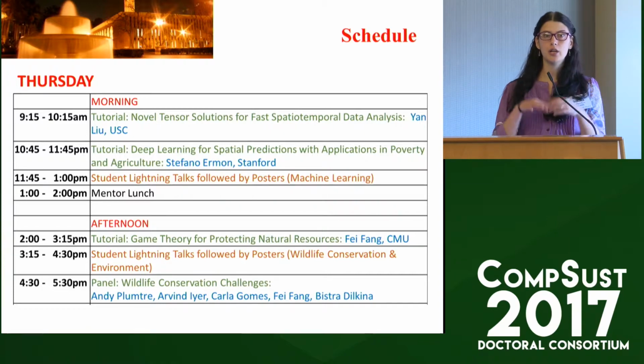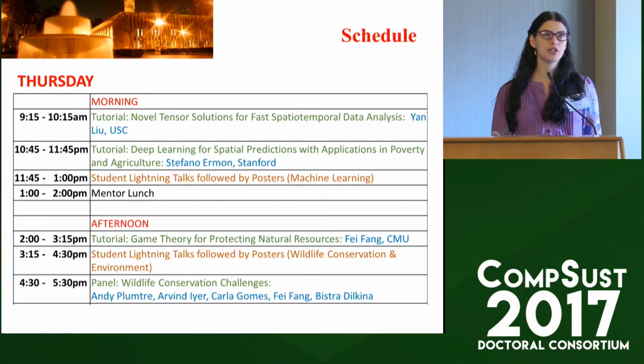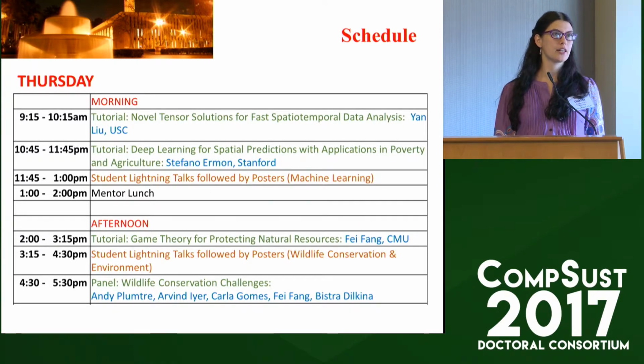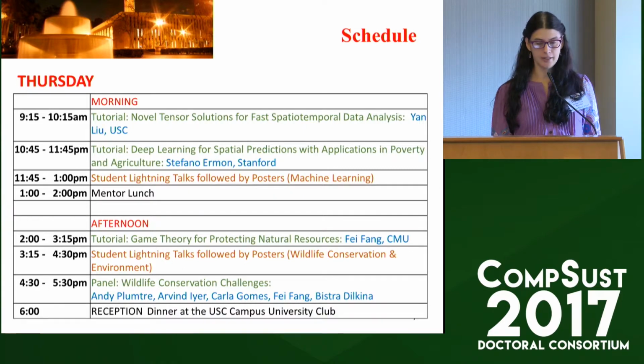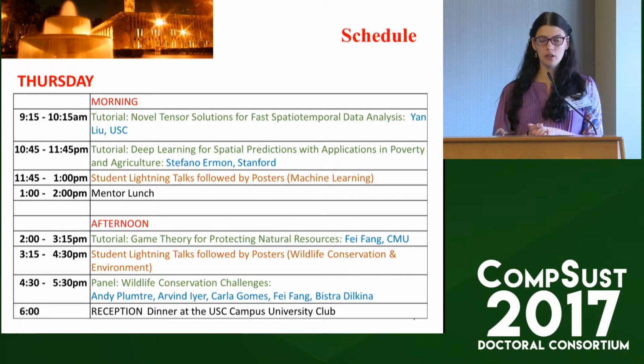And the idea is to really have an open discussion about what it means to collaborate between computer science and conservation, and how to make an impact on the ground, and what are the outstanding challenges that AI can help with. And then at the end of the day, we're going to have a reception. I hope all of you can make it. It's going to be at the Campus University Club.